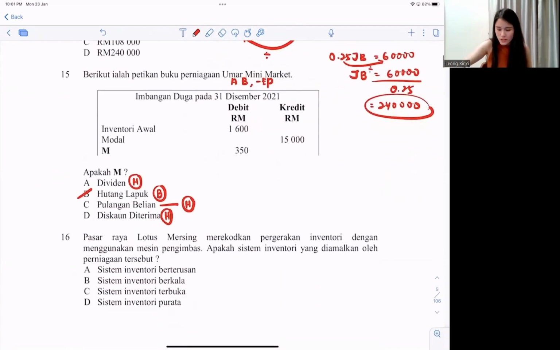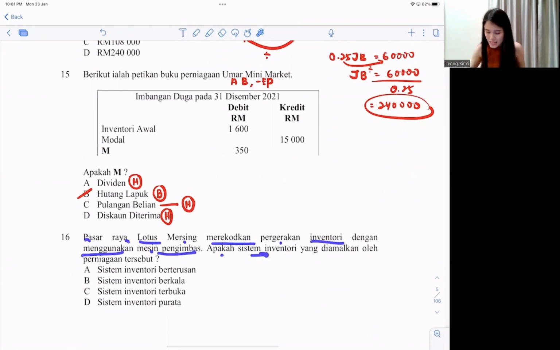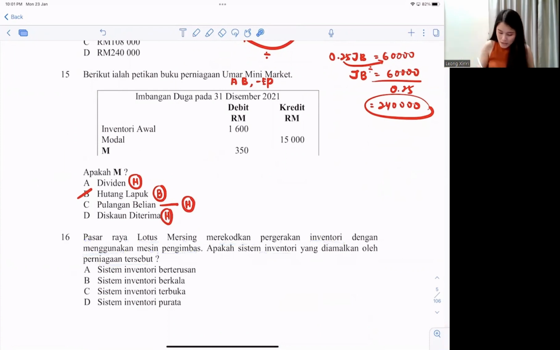Okay, let's move on. Question 16. Pasaraya Lotus Mrsm merekodkan pergerakan inventory dengan menggunakan mesin pengimbas. Apakah sistem inventory yang diamalkan oleh perniagaan tersebut? So this one is going to be using a machine. What is mesin pengimbas? Scanner, the barcode scanner. You know, at the supermarket, they always scan your barcode. So it's called the system inventory berkala.